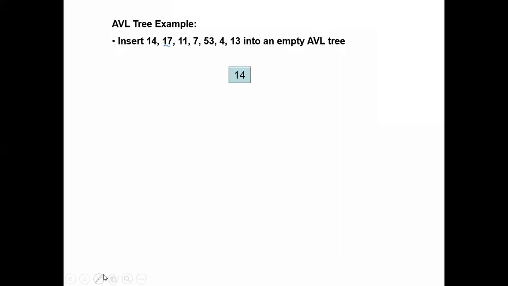So the root node will be 14 here. Next, 17 is greater than 14, so it is placed on the right side. Then 11. After inserting an element, we have to check the balance factor of each and every node. The balance factor of 14 is the height of the left subtree minus the height of the right subtree, so 1 minus 1 equals 0. So it's balanced, no issue for AVL tree making.